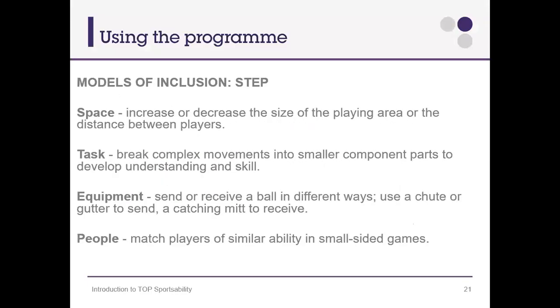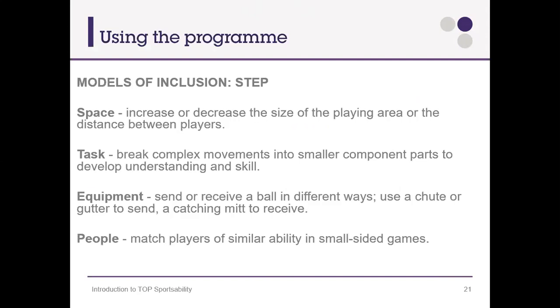So STEP is another model of inclusion, and it's space, task, equipment, people. We teach this a lot in our inclusive practice and adaptive practice, and it's a really good go-to very quickly adaptation tool when you're running a session with a group of children or young people that have varying needs and ability levels. So if you're running a session, you can adapt the space to increase or decrease the size of the playing area or the distance between players to make it easier or harder.